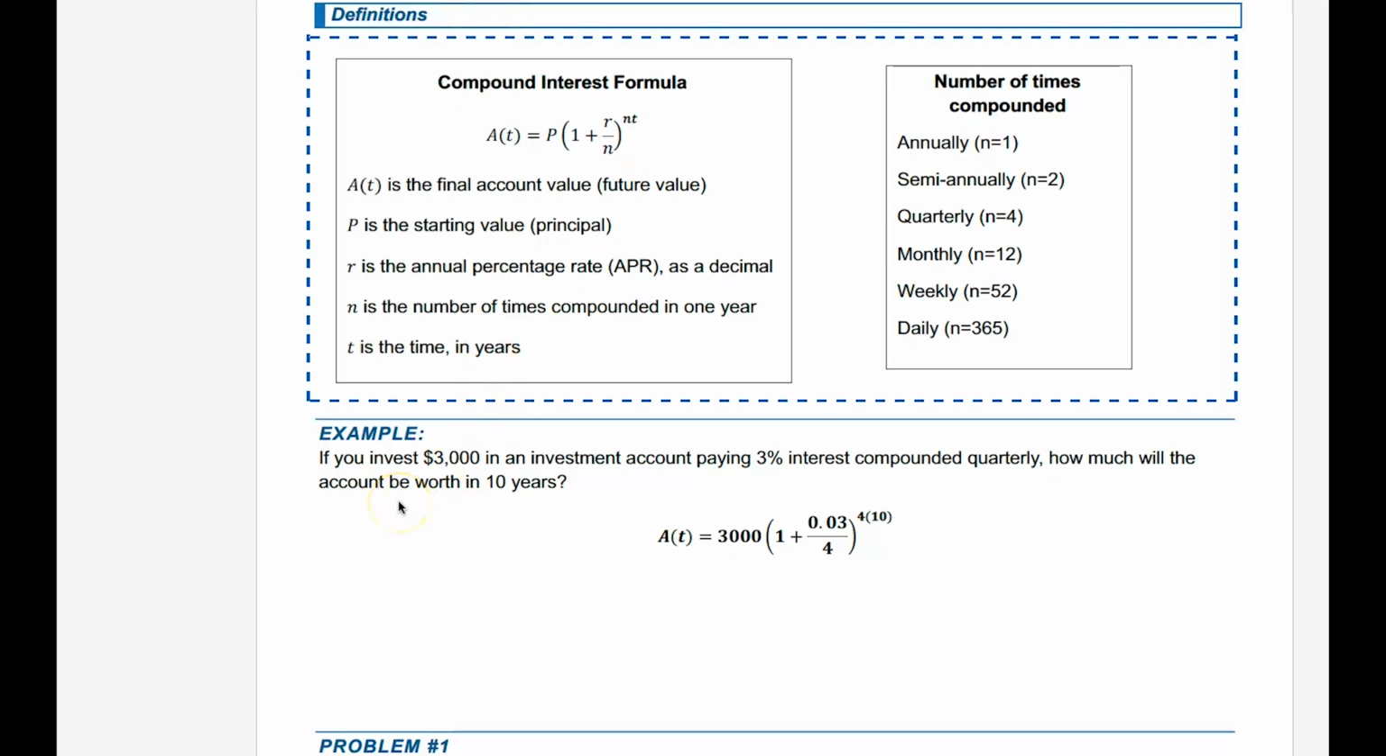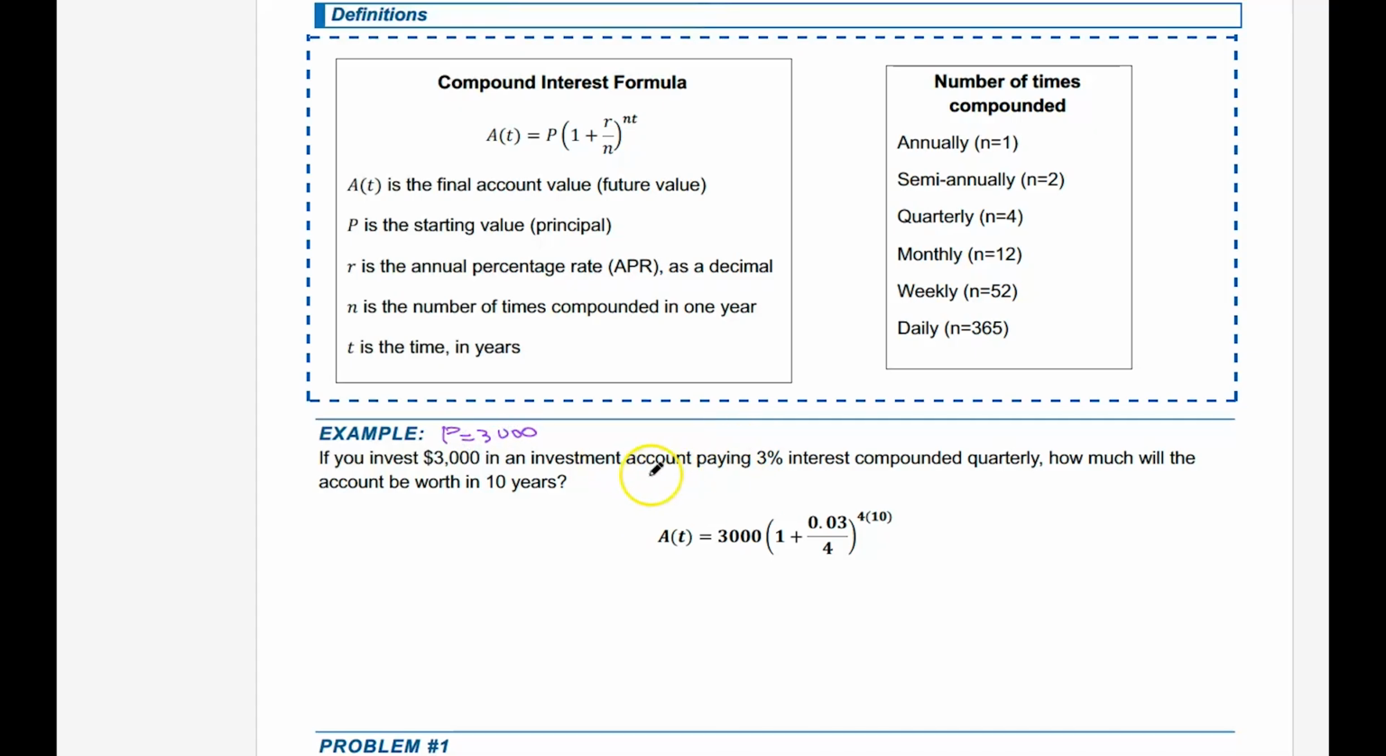All right, so let's take a look at this first example and see what we have here. If you invest $3,000 in an investment account paying 3% interest compounded quarterly, how much will the account be worth in 10 years? So we're investing $3,000. So that's the principal, or P. So up here I'm just going to write P equals 3,000.